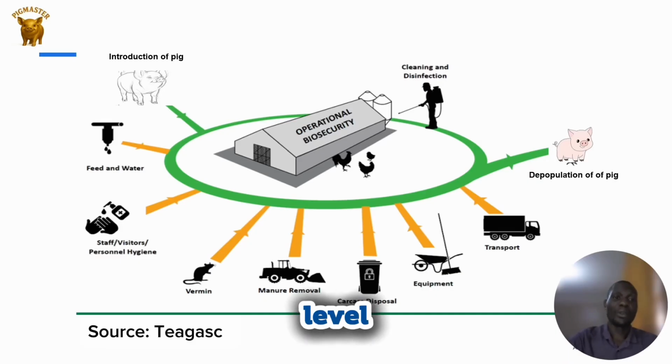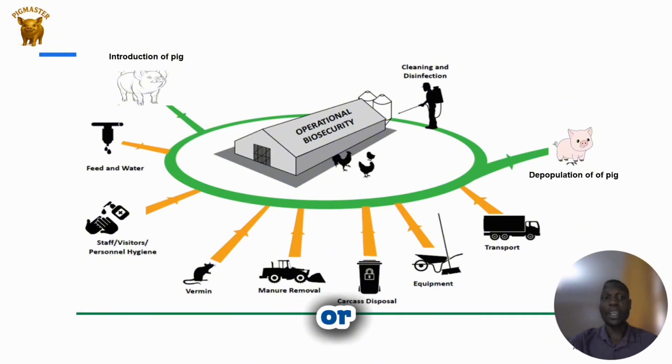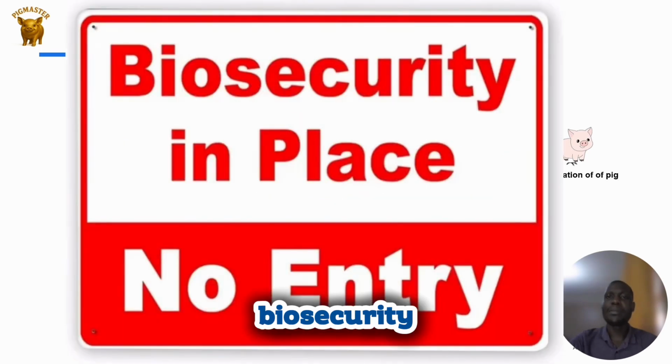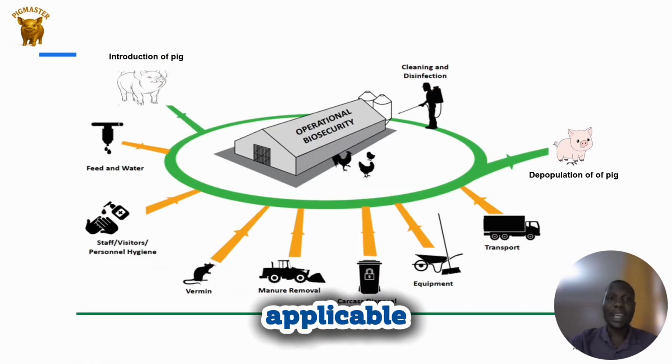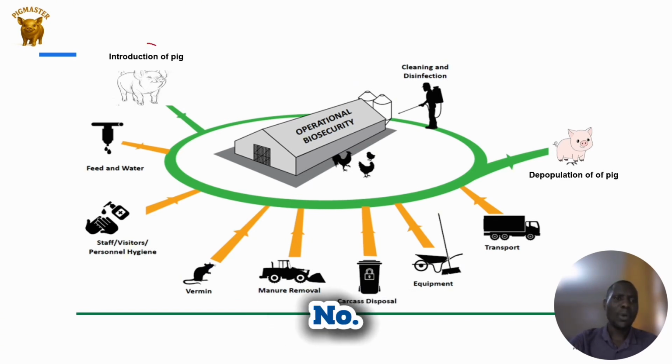So at a farm level, there are remedies or control measures that we can take, and this is strong biosecurity measures. These are applicable and each farmer can implement them on their farms. Looking at number one, introduction of new pigs.